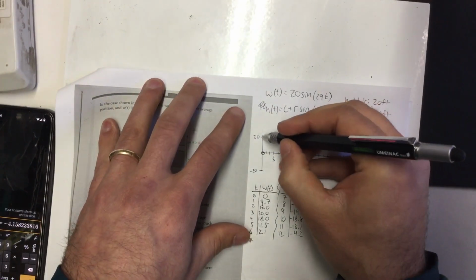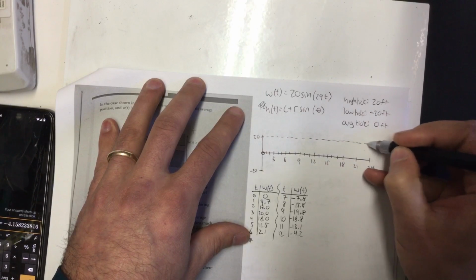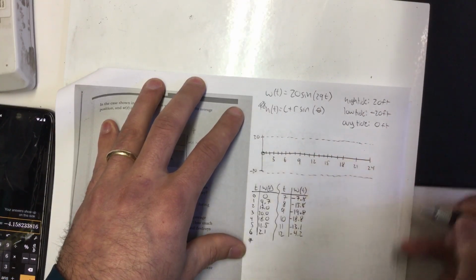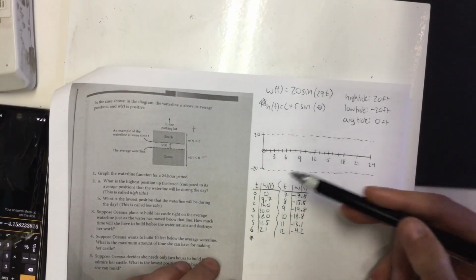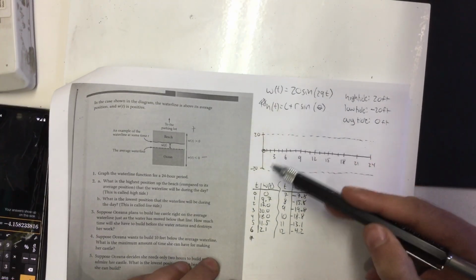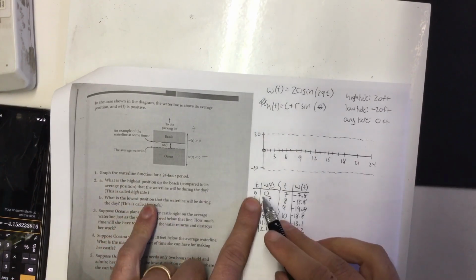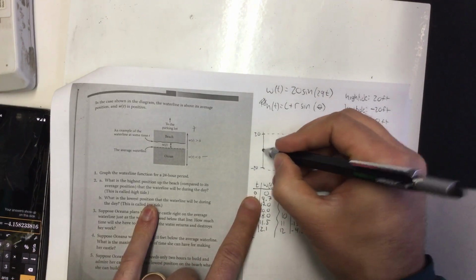Another thing I like doing is drawing a dotted line that represents our max tide and our minimum tide. That helps me graph a little bit better because if this is going to be a sine function, we know it's going to go up and down, up and down, up and down. So at 0 hours, it is our average tide, so we're going to put a dot right there.